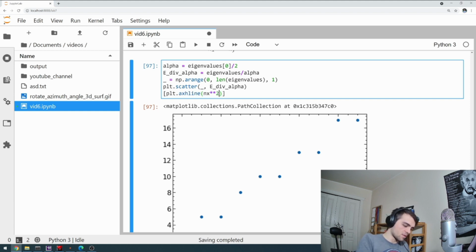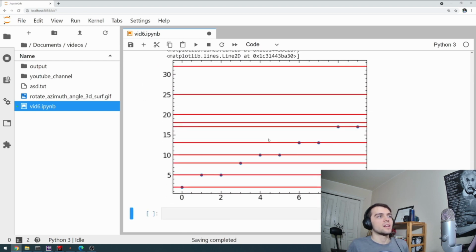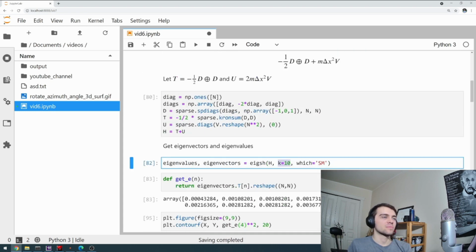So I can go nx squared plus ny squared. Let's make them red. I'll go for nx in range 1, 4. Let's go 5. For ny in range 1, 5. So this tells us a little bit about our spectrum of the system. And there's an invalid syntax here because I forgot to add these together. And so you can see that our energies lie perfectly on these lines, which is what is expected. And these lines up here, but I haven't solved for energies that high. I only found the first 10 eigenvectors when I use this method.